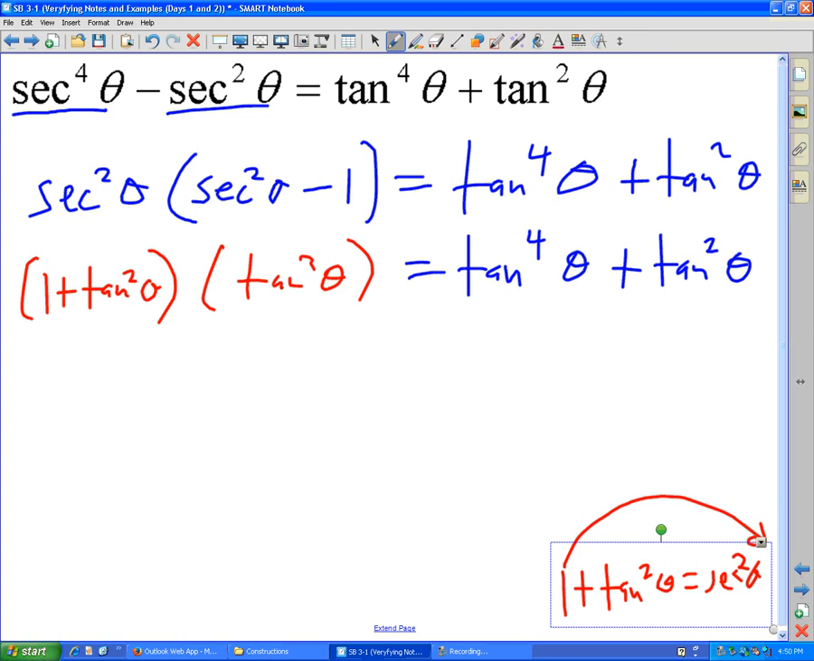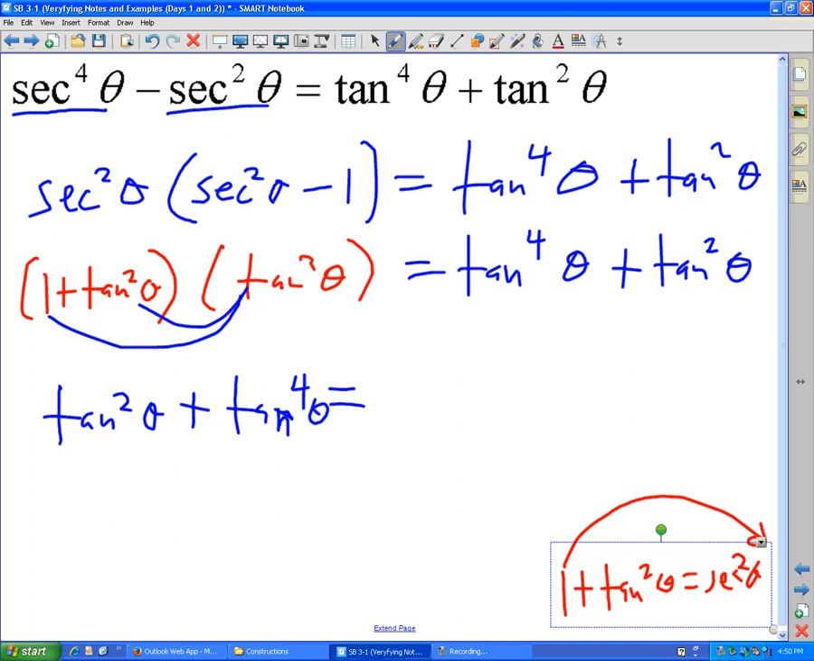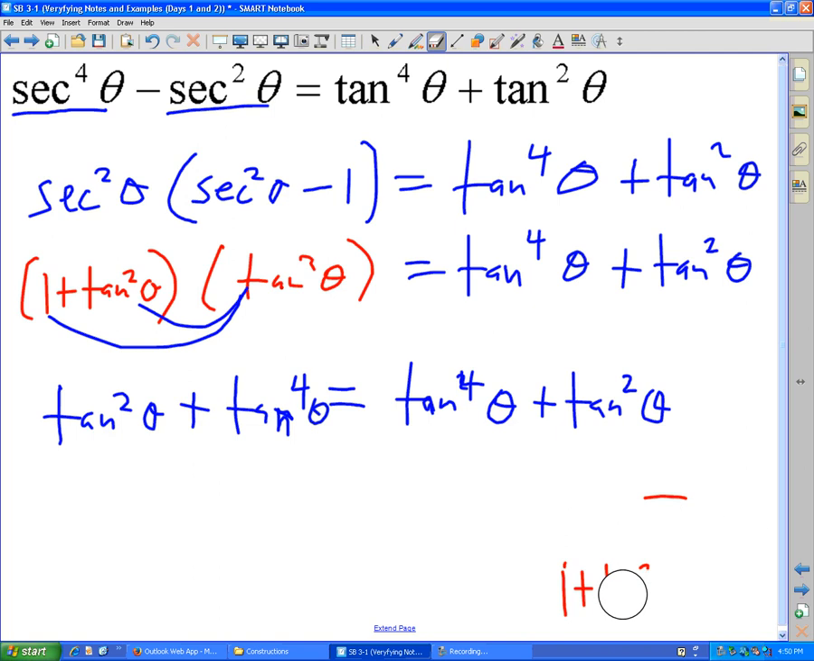I'm going to now redistribute what I have going on here. I'm going to get tangent squared plus tangent to the 4th is equal to tangent to the 4th plus tangent squared. All right? And then finally, I'm going to go ahead and erase this. I think it's served its purpose. If you ever do side work, I really don't mind if you do it. Just make sure it's away from the bulk of the problem.